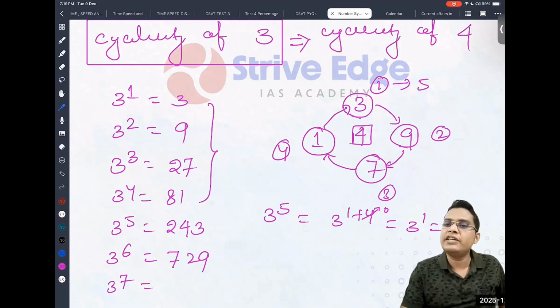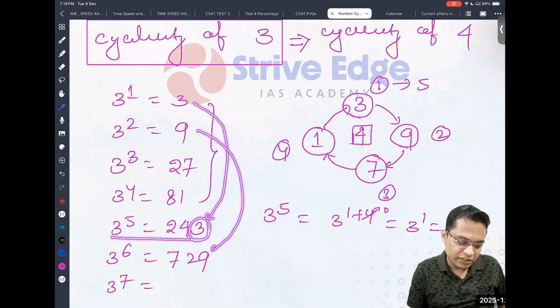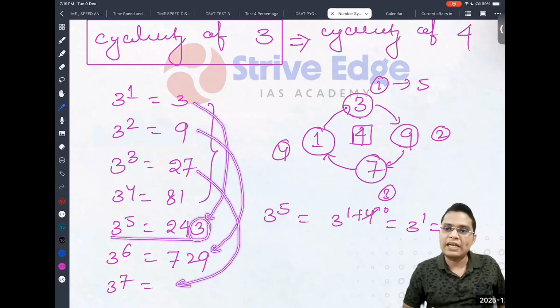Then again it is following the cycle. That means 3 to the power 5, again the same 3 is repeating at the unit place, you can see here. So next it will repeat, so the cyclicity is 4.